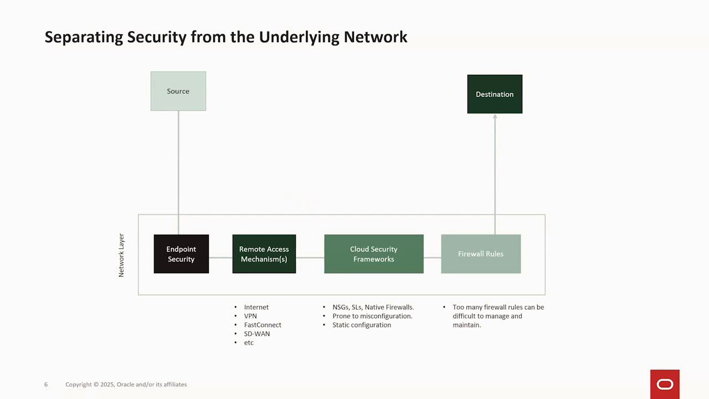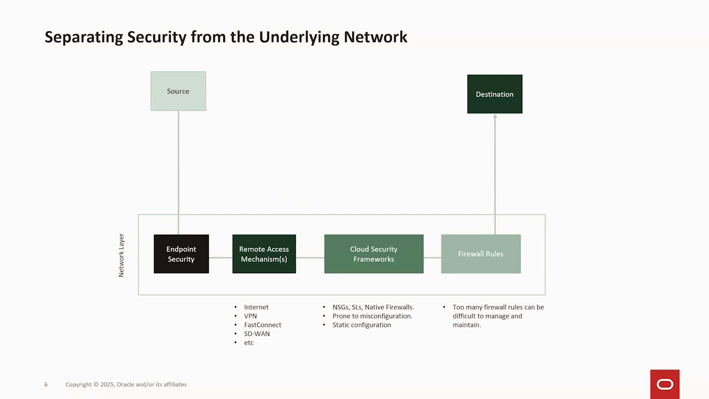Cloud security frameworks. So depending on your hyperscaler, in OCI we have cloud native security frameworks that cover things like native firewalls, security lists, NSGs, network security groups. These are virtual firewalls that you can attach at VNIC level. And then you have firewall rules.